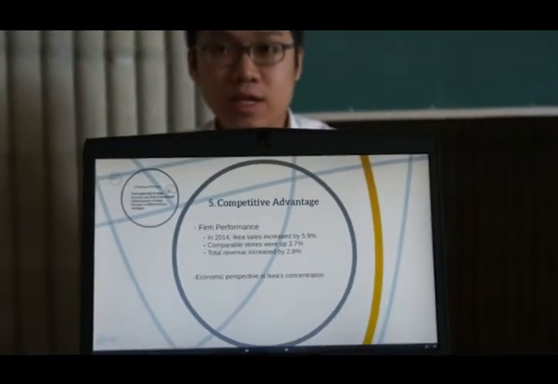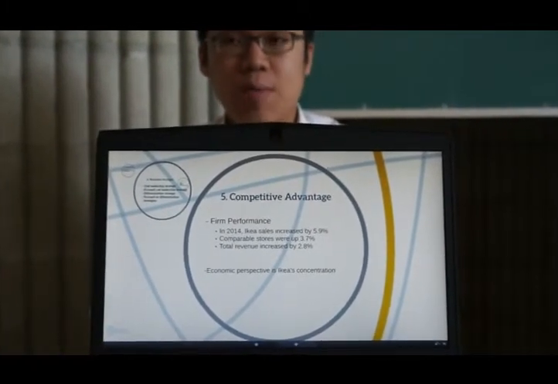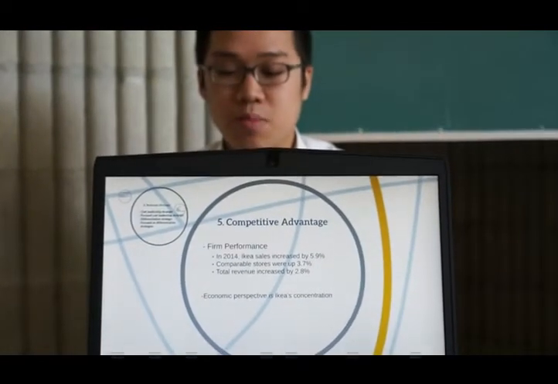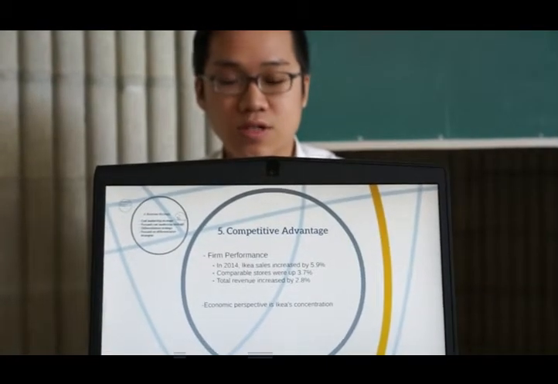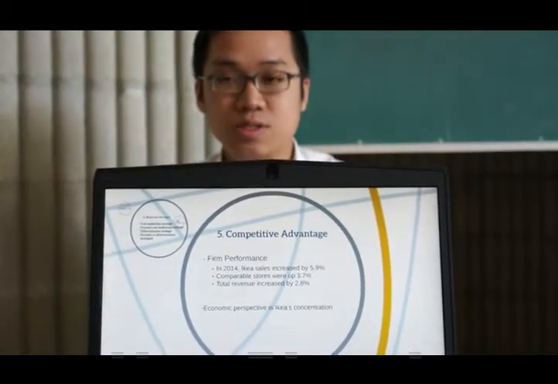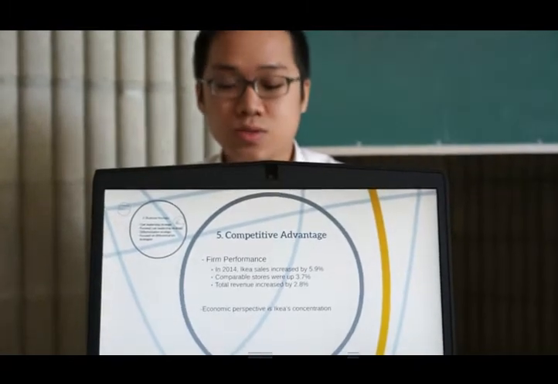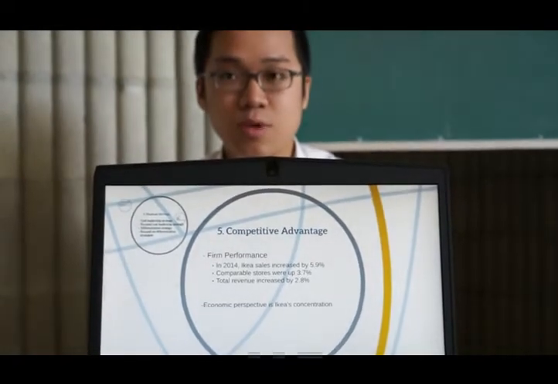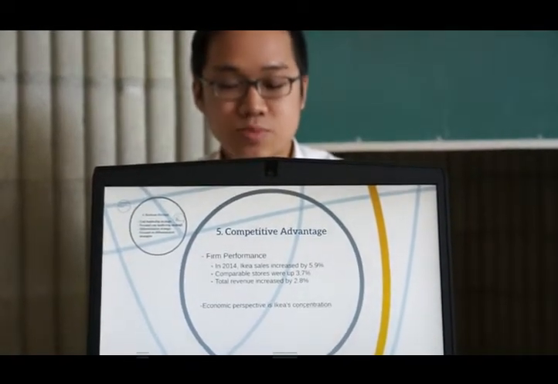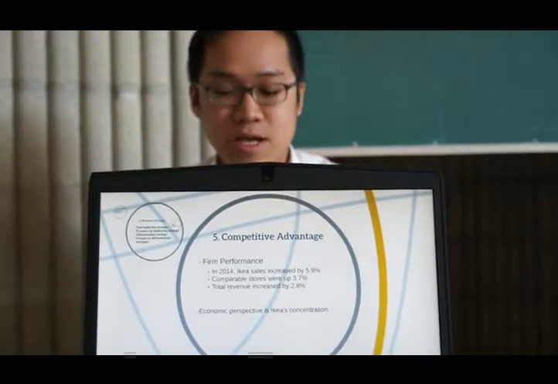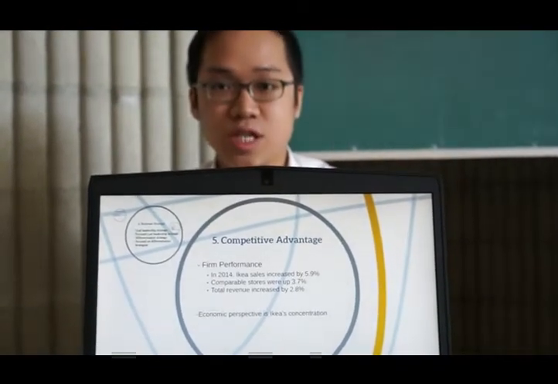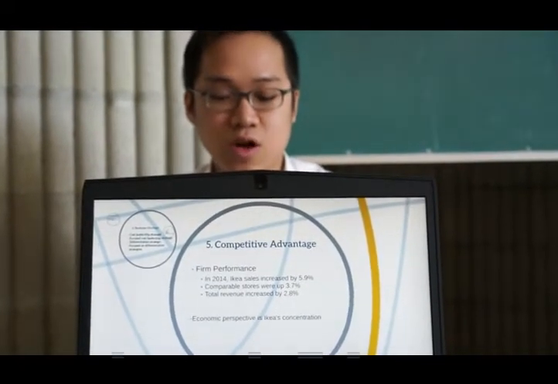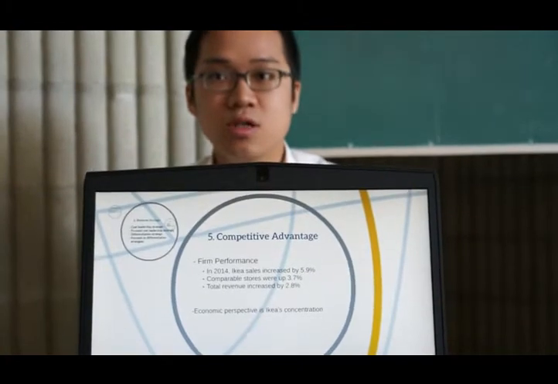In 2014, it was the set year of IKEA. The total sales of IKEA increased by 5.9%. It increased to 28.7 billion euros in 2014, and the stock of IKEA increased by 3.7% in this year. And total revenue increased by 2.8%. It was 29.3 billion euros. And let's move on to the pervasive concentration of IKEA. The economic factor is the main concentration of IKEA. Instead of giving money to shareholders, they focus more on reinvesting it in different industries in the world.